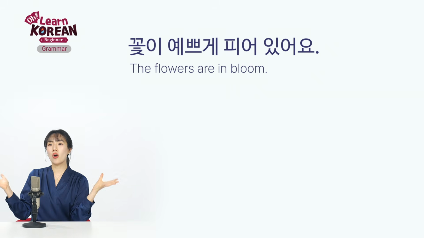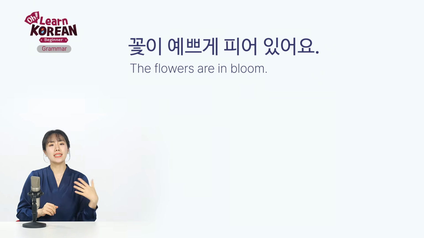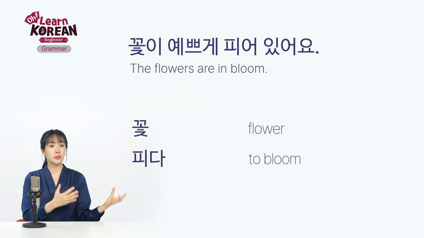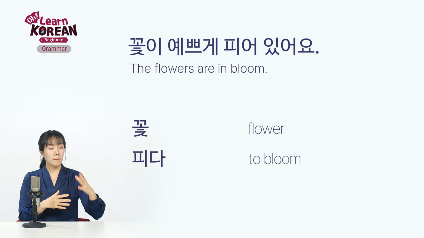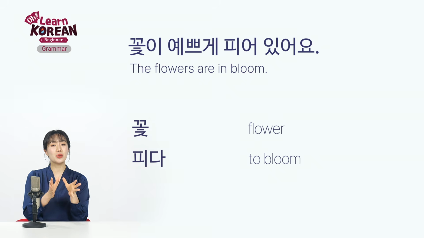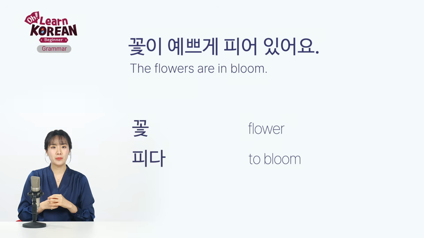The flowers are in bloom. 꽃이 예쁘게 피어 있어요. 꽃, flower, 피다, to bloom. 피다 becomes 피어 있어요. The blooming happened and now you're enjoying the flowers in their beautiful open state. So, 꽃이 예쁘게 피어 있어요. And also you can say 펴 있어요.